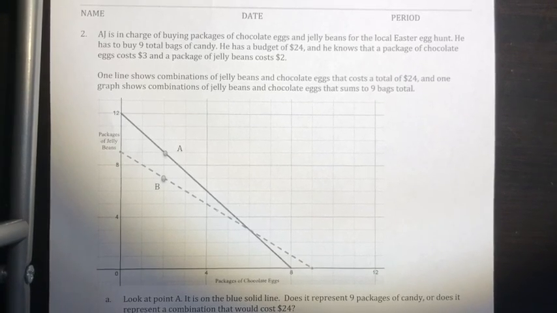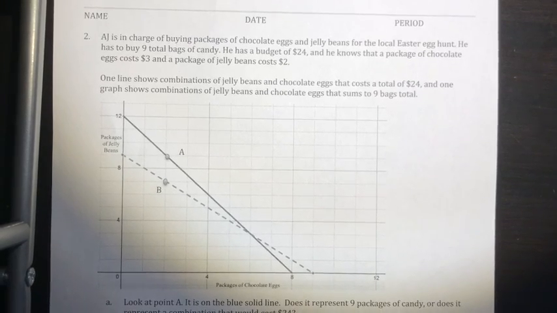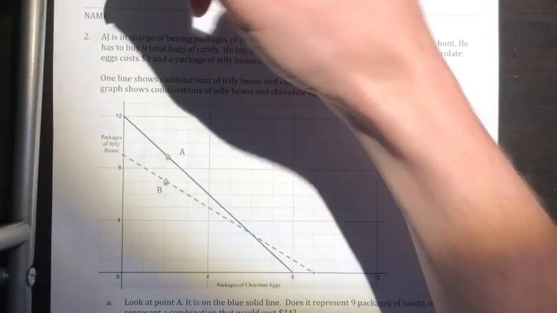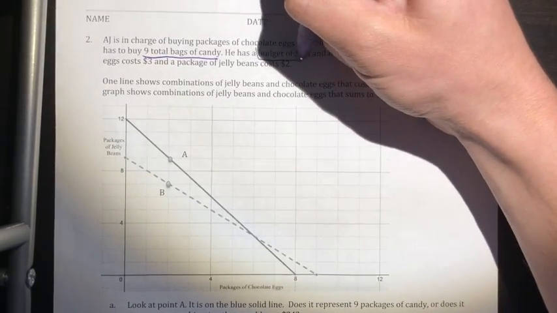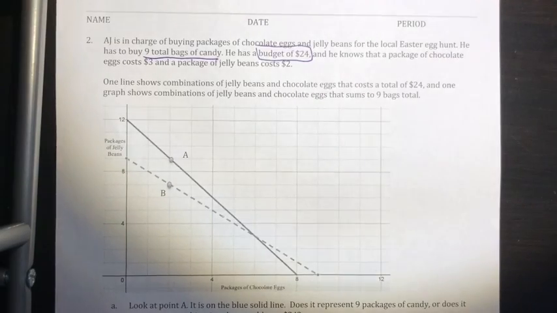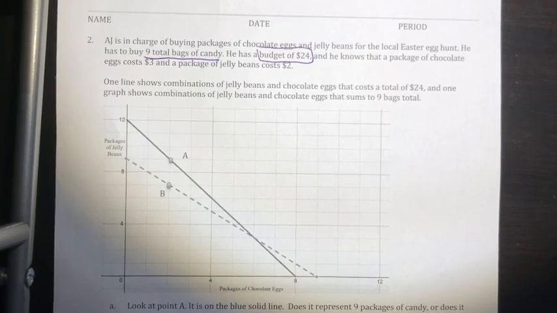So AJ is in charge of buying packages of chocolate eggs and jelly beans for the local Easter egg hunt. He has to buy 9 total bags of candy. He has a budget of $24. So we've got 9 total bags of candy and a budget of $24. So those are our 2 lines. And he knows that a package of chocolate eggs costs $3 and a package of jelly beans costs $2.